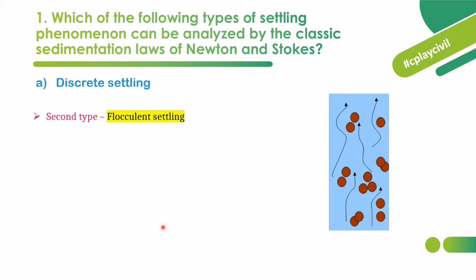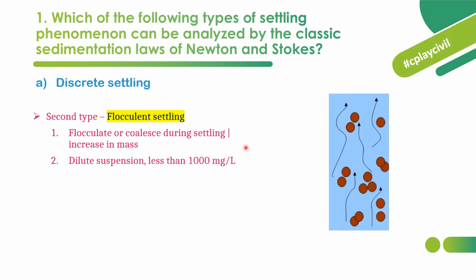Now the next type is flocculent settling. Here the particles will coalesce or flocculate during settling. That means one particle will be coagulating with another particle, so the mass will be increasing and the settling will be faster, because the weight of that particle will be more, that is the increase in mass of that particle due to flocculation. So settling will happen in a shorter duration of time when compared to the first type, discrete settling.